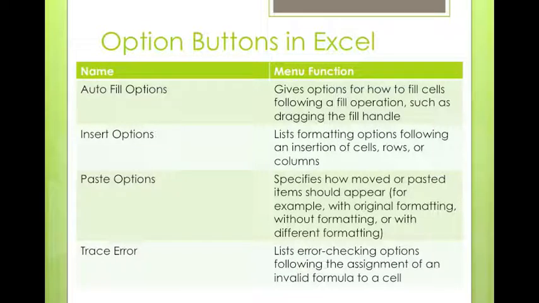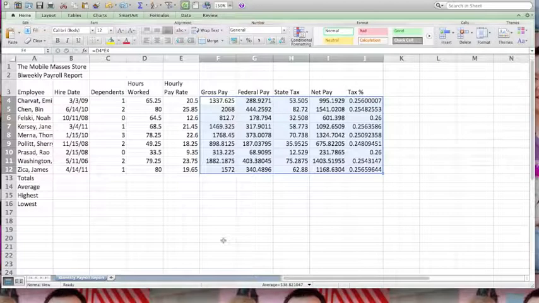Then the last one we have is trace error, and this is going to list error checking options following the assignment of an invalid formula to a cell, and this one's going to look like a yellow diamond with a black exclamation point in the middle. So when you're entering your formulas in, if you see that, then it's obvious that there's an error there.